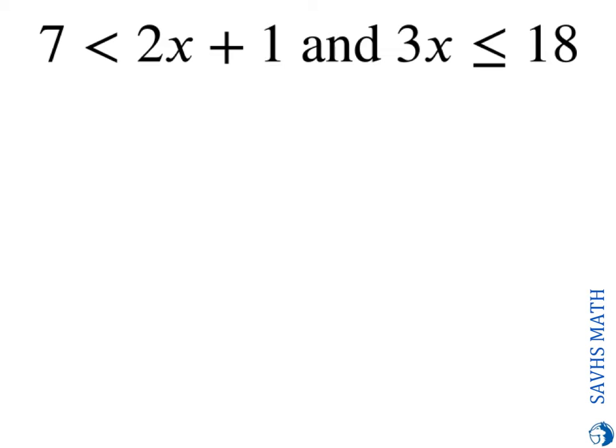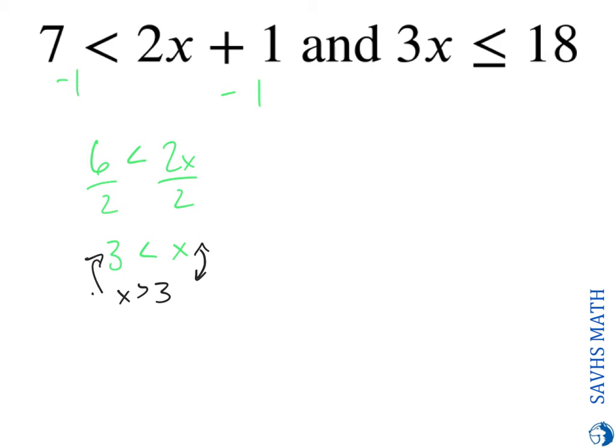I think you're kind of getting it, so I'm going to just do this one quickly, and then we'll move on with our lives. So minus 1, I get 6 is less than 2x. Divide by 2, I get 3 is less than x. Remember that you could also write this as x is greater than 3. These two things mean exactly the same, and I'm more comfortable with saying x is greater than 3 than I am with 3 is less than x. So up to you. Divide both sides by 3 over here. I get x is less than or equal to 6. So very similar to what we had on the last one.